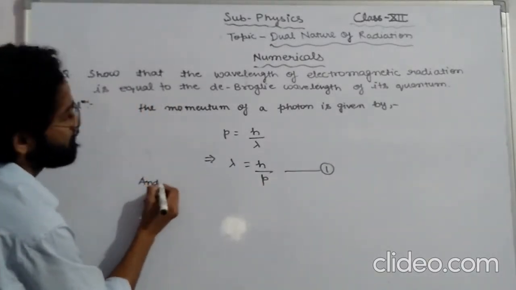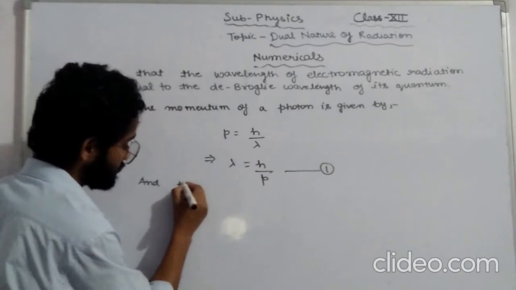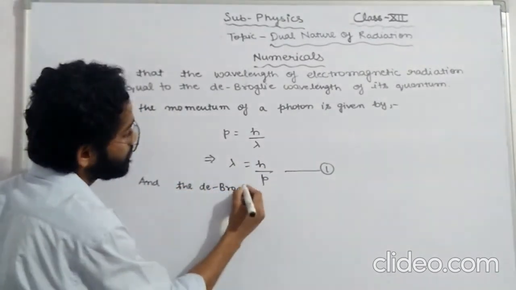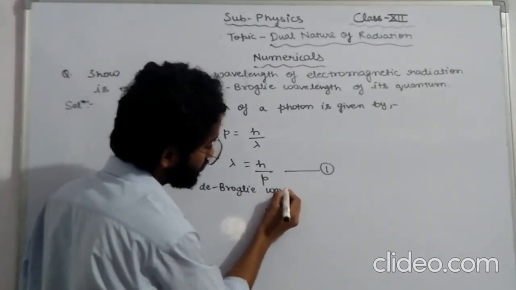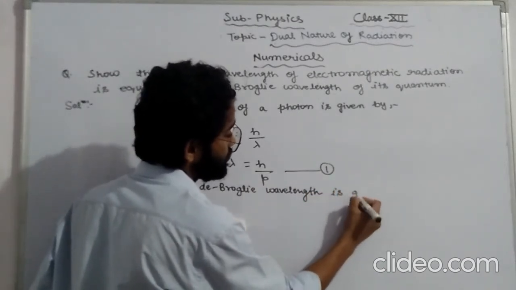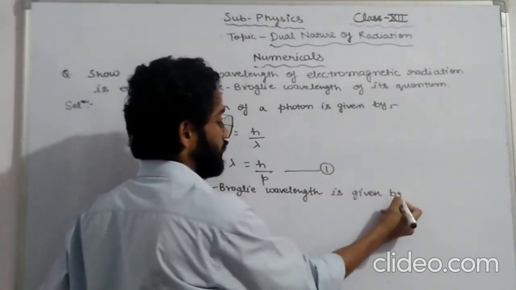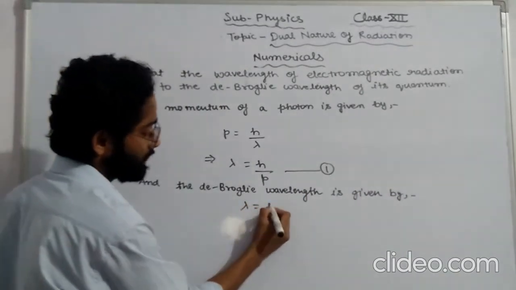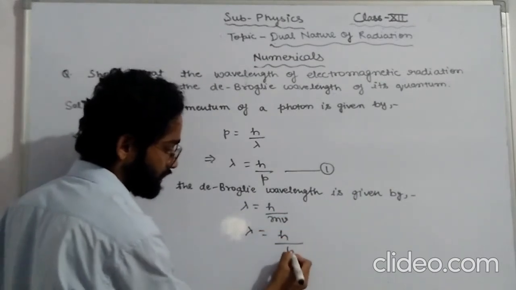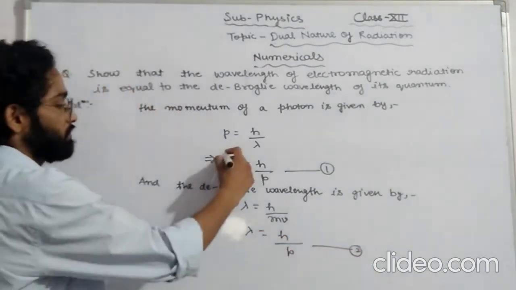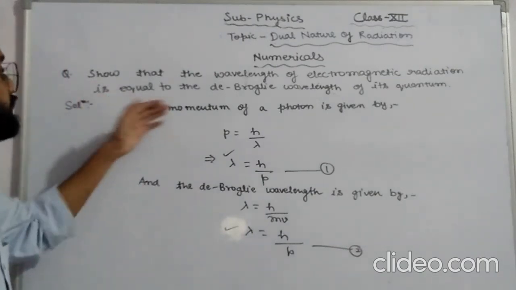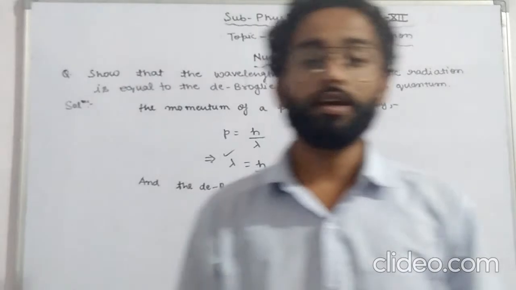And the de Broglie wavelength is given by lambda is equal to h upon mv, which can also be written as h upon p. By equations 1 and 2, we can say that the wavelength of electromagnetic radiation is equal to the de Broglie wavelength of its quantum.